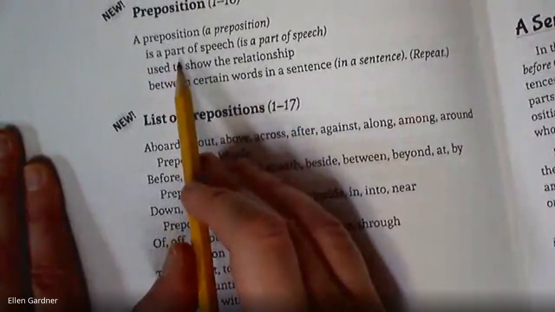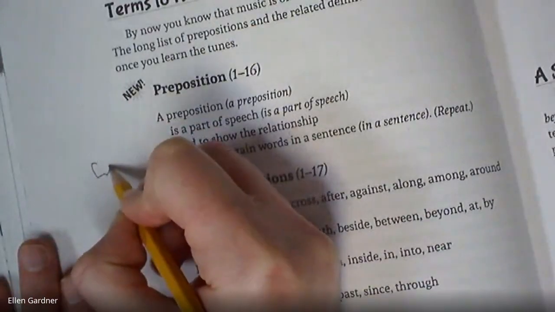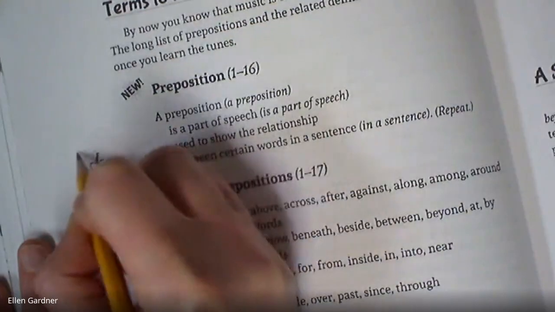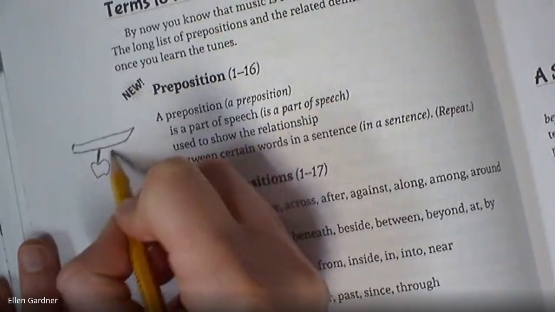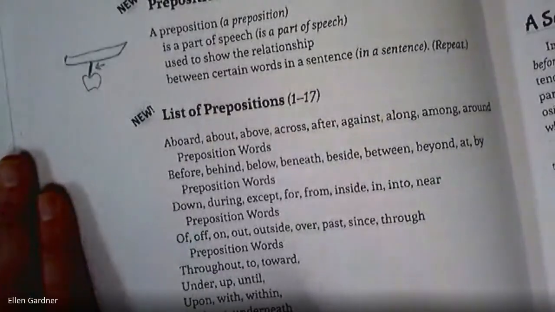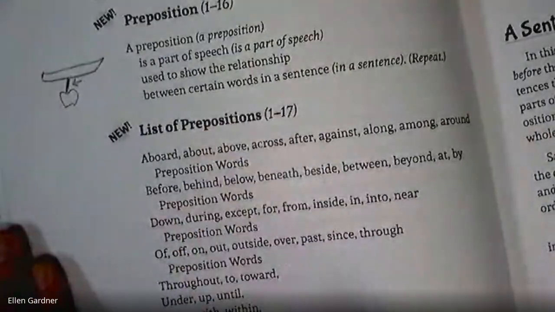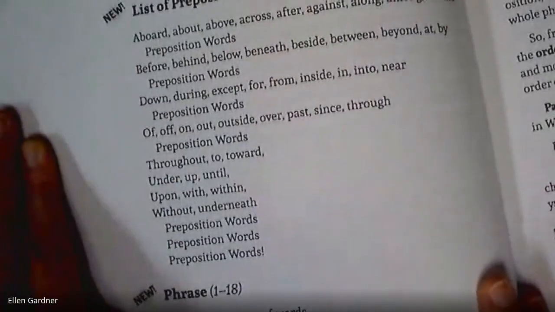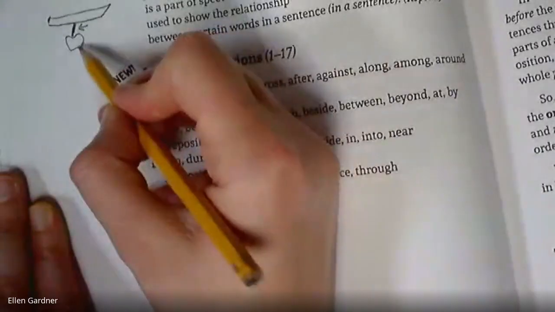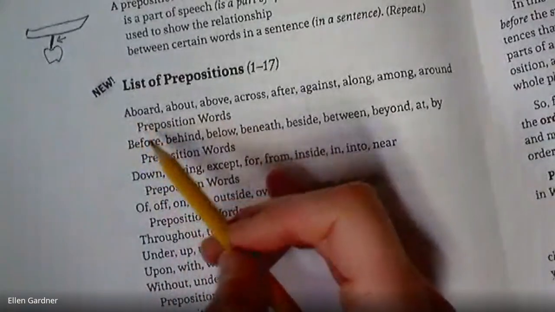So it's used to show the relationship between certain words in a sentence. It's a connector, like an apple to a stem, to the branch. That connector. Okay, so prepositions are all of these ones we're about to sing through. This whole list of prepositions, words that are connecting a noun to the rest of the sentence. Okay, here is our preposition song.